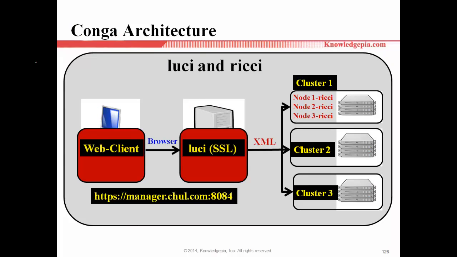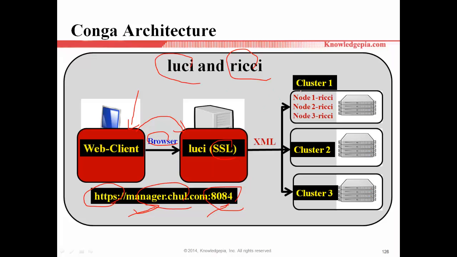Okay, this is the Conga architecture. luci and the components, luci and ricci. In case of the web client, it will access the luci host using the browser, and the protocol is HTTPS based on SSL. In my case, like this, here: protocol, host name or IP address, and port number. Default port, if you don't configure anything, will be 8084.